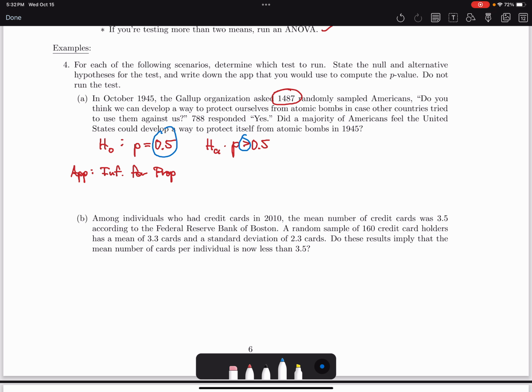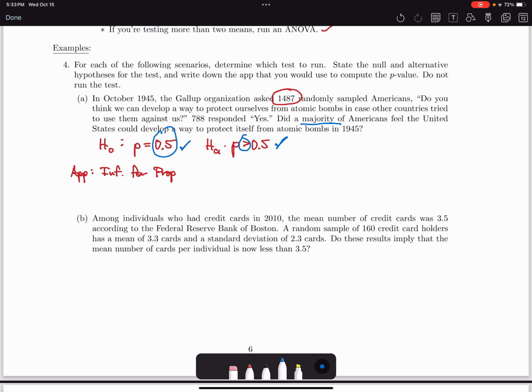I know that what I'm being asked to do is figure out if a majority of Americans felt we could develop a way to protect ourselves. Well, majority means more than 50%, right? So the null hypothesis is going to say, no, it's not a majority, it's just equal to 50%. Whereas the alternative is going to be, yes, a majority, right? More than 50%. And so that's how I got the 0.5, and that's also how I got the greater than sign, because that's what we want to test. We want to know if more than 50% of people felt we could develop a way to protect ourselves.